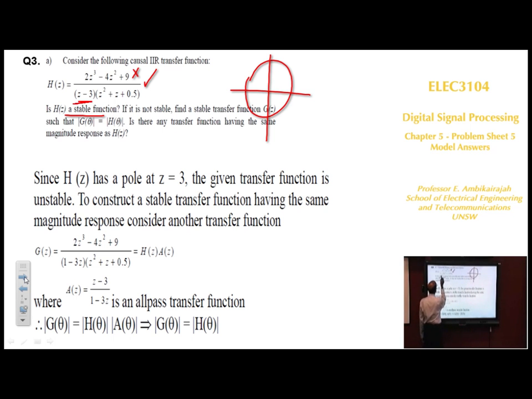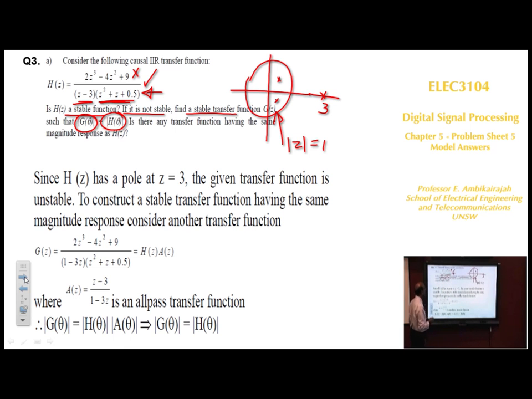And this is z equal to 3. So this is modulus z equal to 1. So z equal to 3 is here. So you have a pole at 3. So the system is unstable immediately. And this one, if you simplify them, the poles are going to be complex, but they will be inside. If you use the quadratic formula and find the poles for that, right? So it's not stable, so we know it's outside. Find a stable transfer function G of z such that the magnitudes of G and H are the same.